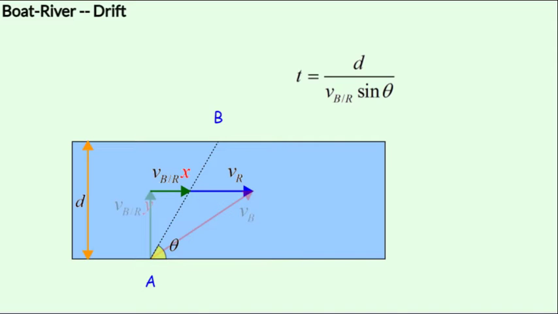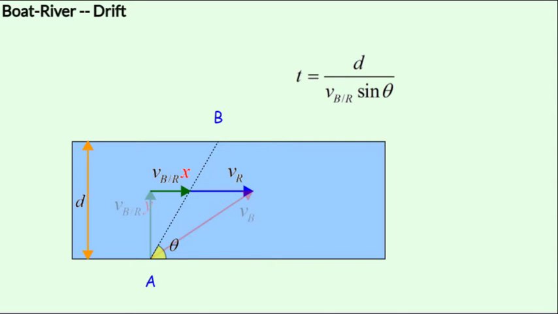In the previous lesson, we had obtained the time as d over v_b/r sin θ, and we obtained it by just looking at the motion along the y direction. Now, in this same amount of time, the boat would drift horizontally. Now you will be able to appreciate how solving becomes easier when the motion along each axis is independent.